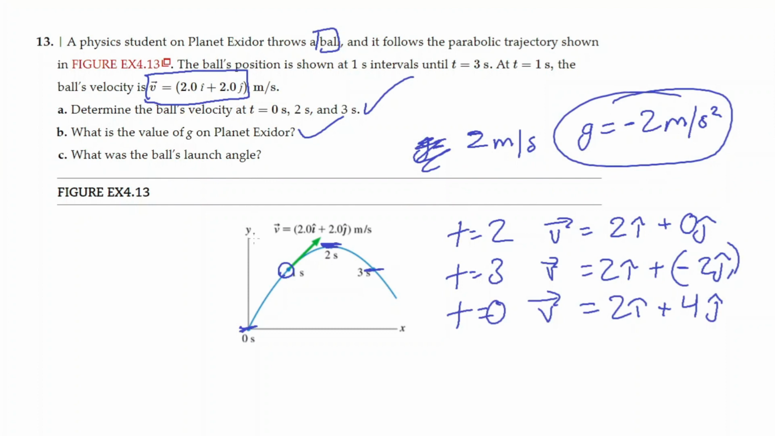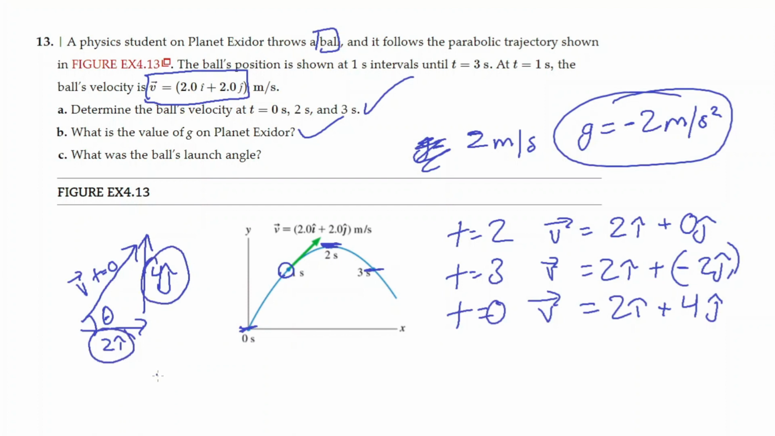What was the ball's launch angle? So we're going to take the component at t equals 0, and let's draw it in vector form. So we have an x component of 2, and then we have a y component of 4. If we use the vector rule and connect them, that is going to be the velocity at t equals 0 seconds, the initial velocity. So this is going to be theta, which is going to give us our launch angle. We know the opposite component and the adjacent component.